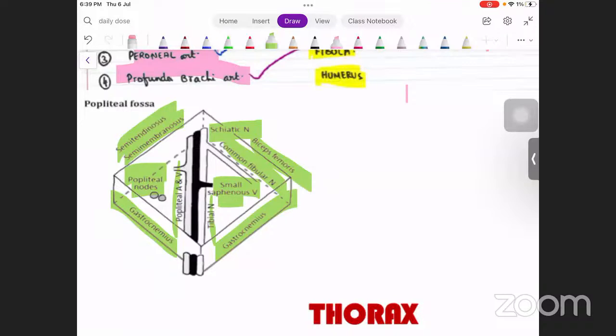But this is all about the lower limb, people. We revise the lower limb for 2 minutes, and then we proceed to the thorax.